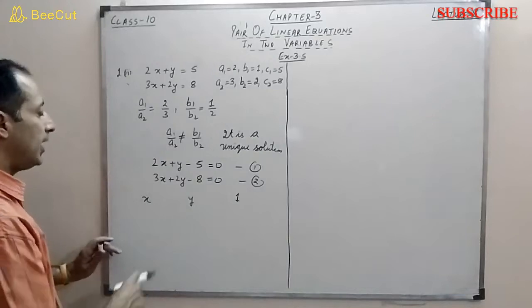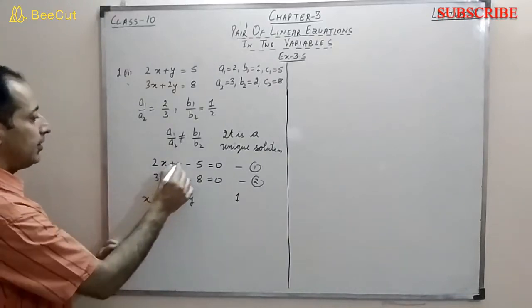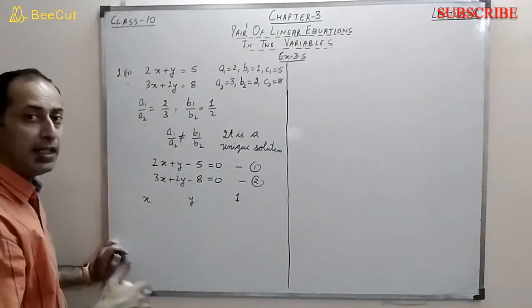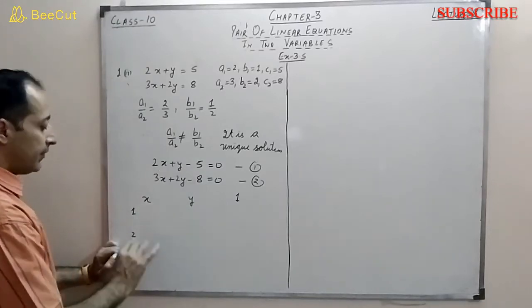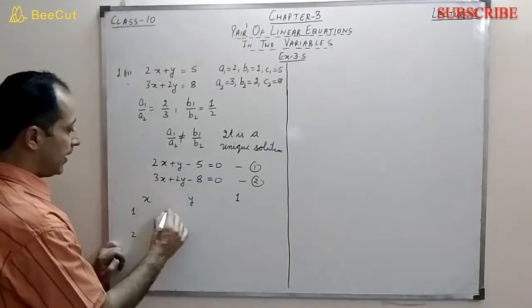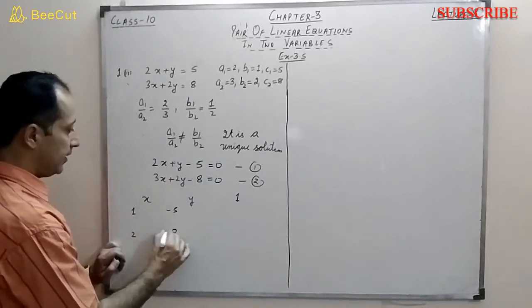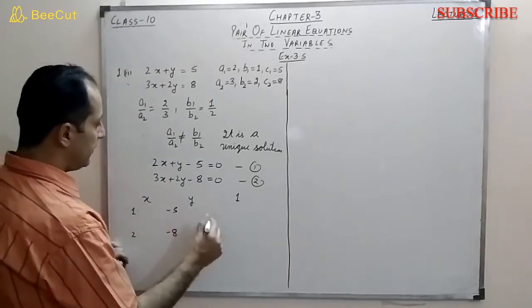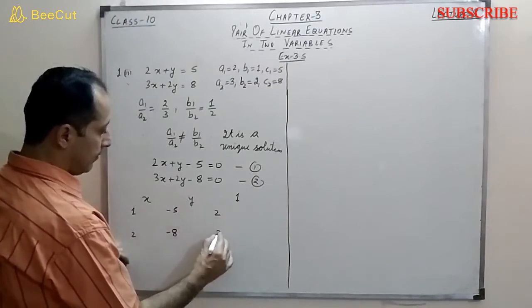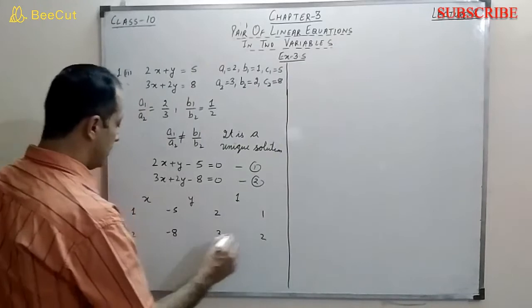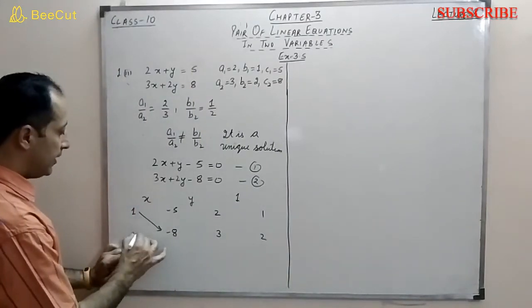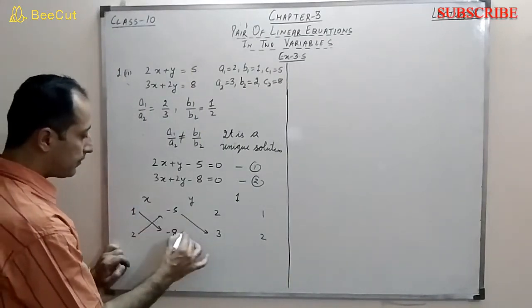So first of all I will write the coefficients of y. Here the coefficient of y is not given, it means it is 1. So I write 1, 2. Then I write the constant terms, that is minus 5, minus 8. Then I write the coefficients of x, that is 2, 3. And then again the coefficients of y, 1, 2. The next step is to multiply these in this way.